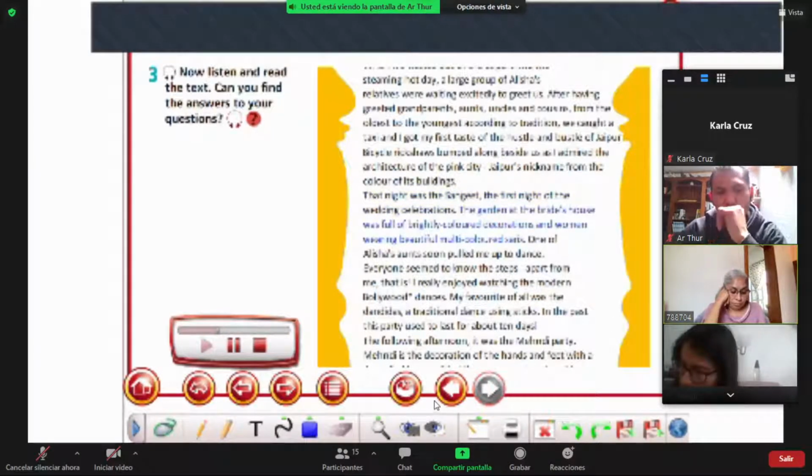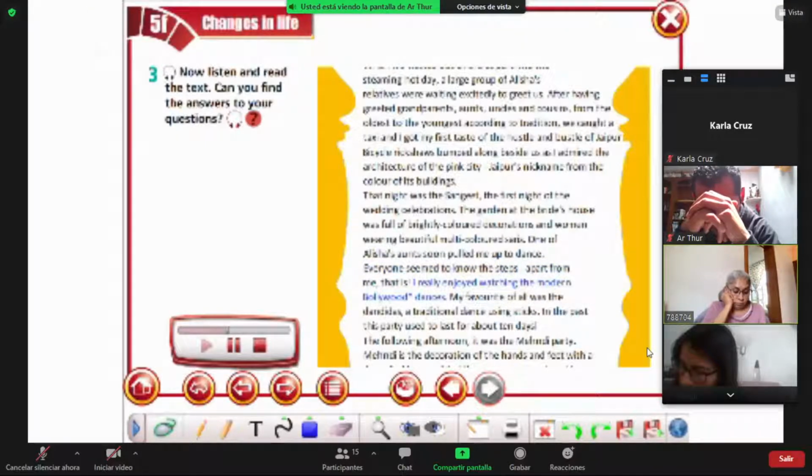The garden at the bride's house was full of brightly coloured decorations and women wearing beautiful multi-coloured saris. One of Alicia's aunts soon pulled me up to dance. Everyone seemed to know the steps, apart from me, that is. I really enjoyed watching the modern Bollywood dances. My favourite of all was the Dandidas, a traditional dance using sticks. In the past, this party used to last for about 10 days.